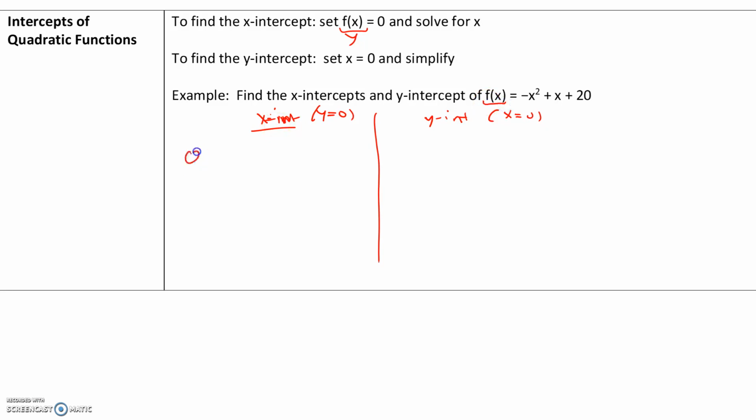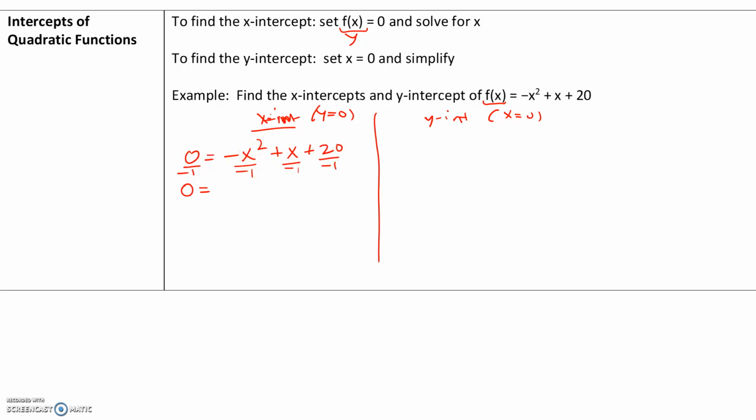So to find the x-intercept, we are going to set this equal to 0, and we have negative x squared plus x plus 20. When you have a quadratic equation you want to solve, you can use the quadratic formula or you can factor. Now factoring is always easier, so let's try to factor it first. But before we can factor, the x squared has to be positive. So here's what we're going to do. We're going to divide everything by -1. And if you divide the right side, we've got to divide the left side by -1 as well.